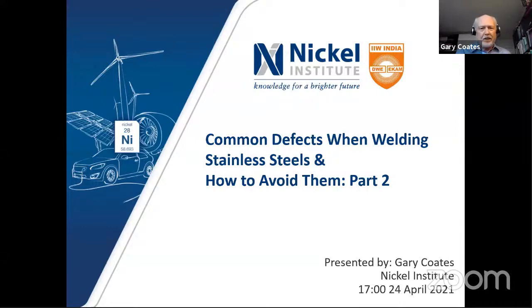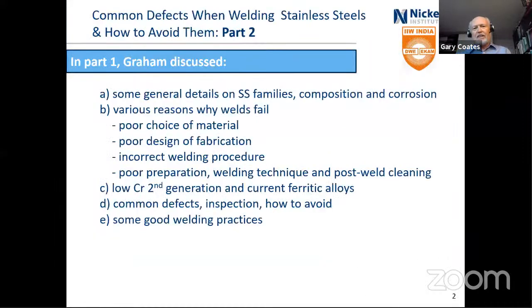Now, in the first session, Graham talked about some general details on stainless steel families, their composition, corrosion, and a good section on why welds fail related to poor choice of material, poor design, incorrect or bad welding procedures, poor preparation technique, and insufficient post-weld cleaning.